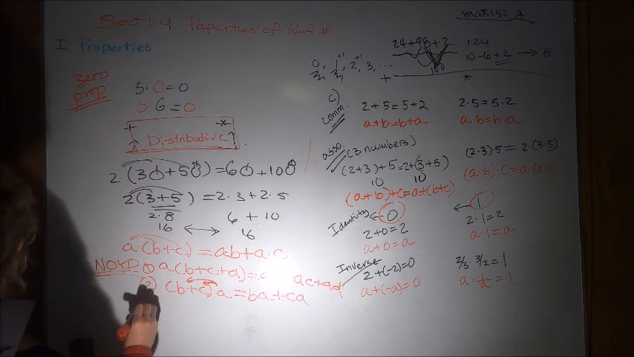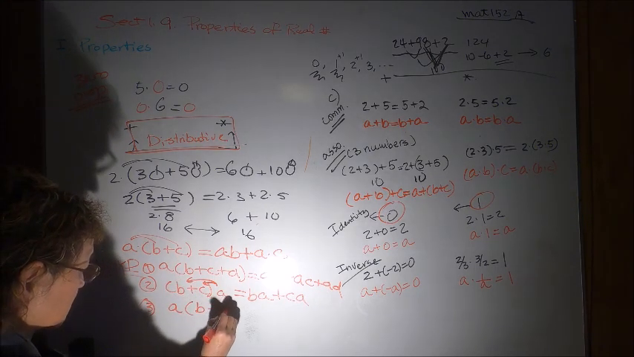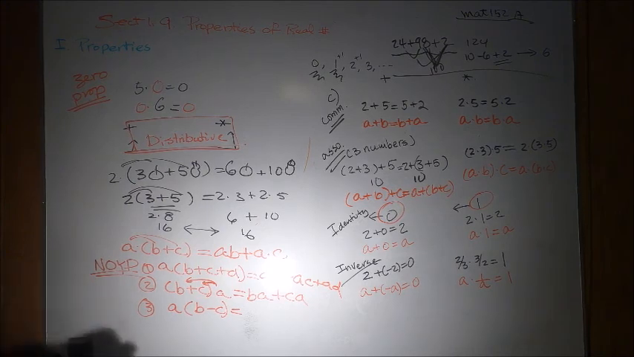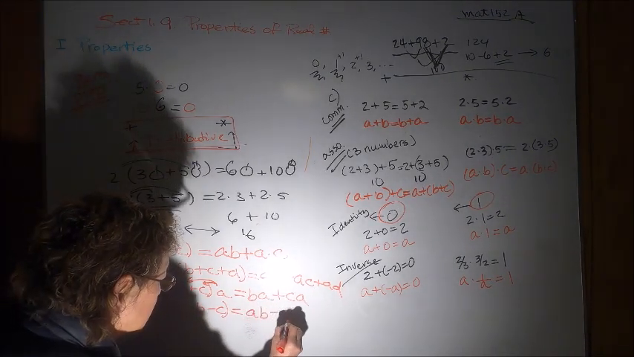If I have this one with minus instead of plus, what should I have? You take care of your sign at the same time, right? So that would be AB minus AC.